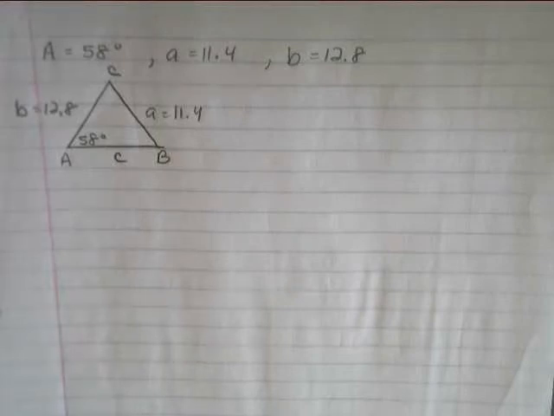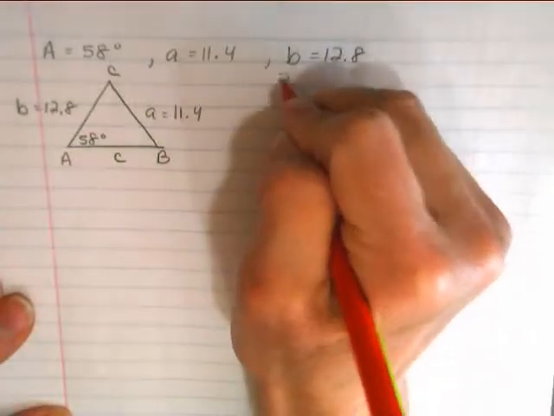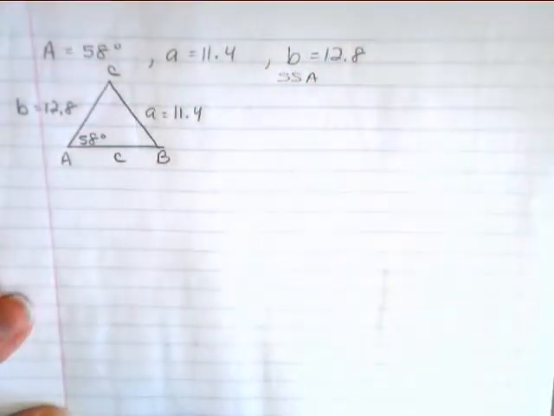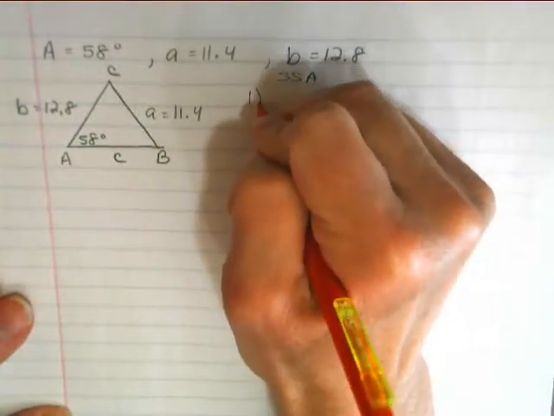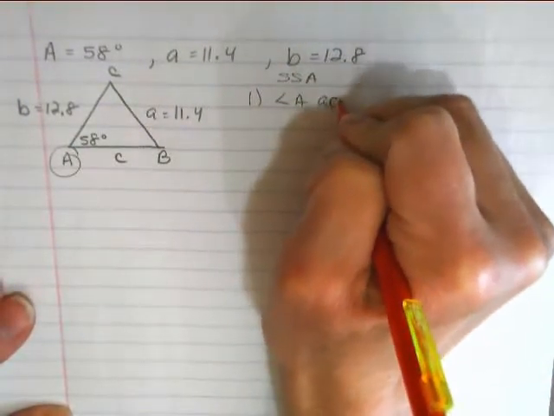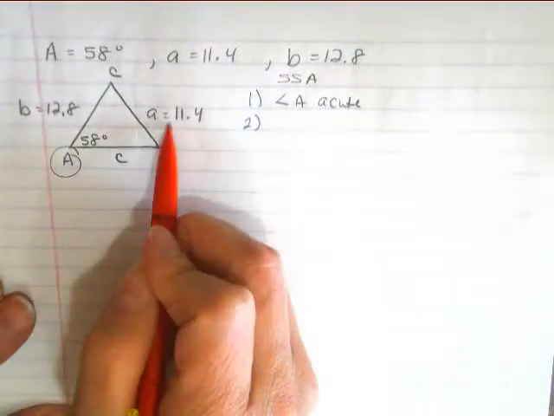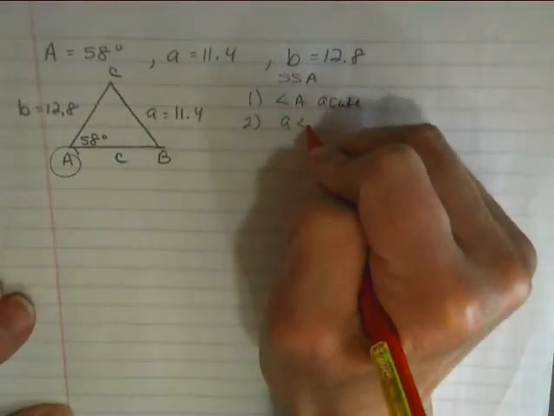If we're going to solve this problem, we need to figure out how many solutions it is going to have. So we recognize, hey, we've got the angle-side-side situation. Now I need to go through those three requirements. Is angle A acute? It is. How does A compare to B? Well, A is less than B.